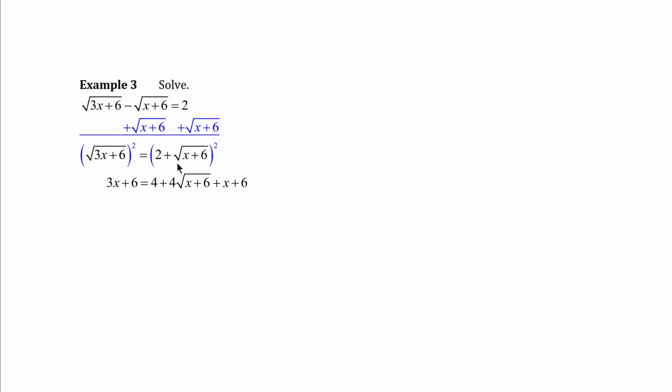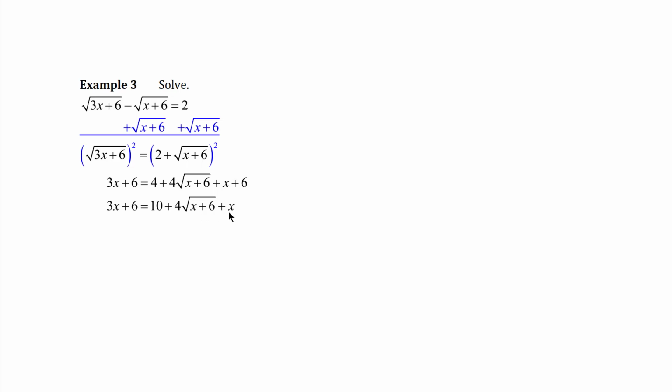Next, we multiply the two terms together. 2 times the square root of x plus 6 is 2 root x plus 6, and then we double it. So we have 4 root x plus 6. So the result is 3x plus 6 equals 4 plus 4 times the square root of x plus 6 plus x plus 6. Next, we combine like terms. We can add together the 4 and 6 to get 10, and then bring down the other terms. So we have 3x plus 6 equals 10 plus 4 times the square root of x plus 6 plus x.